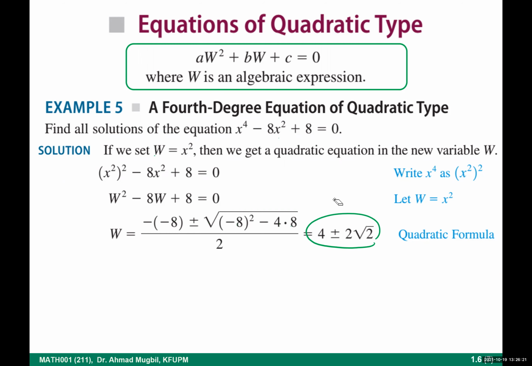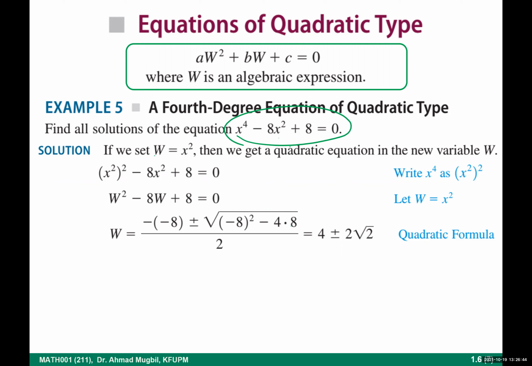Now, how many solutions? If they ask you about the number of solutions, we still didn't finish yet. We solved it for W only, not for x. The question is about x, solve it for x, not for W. So what should we do in this case?